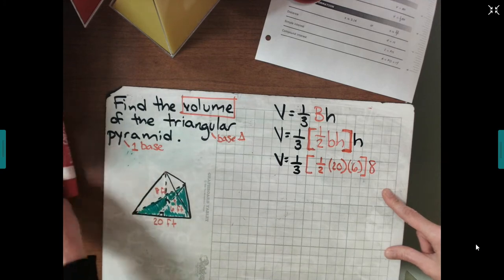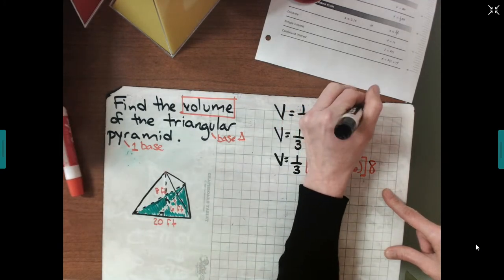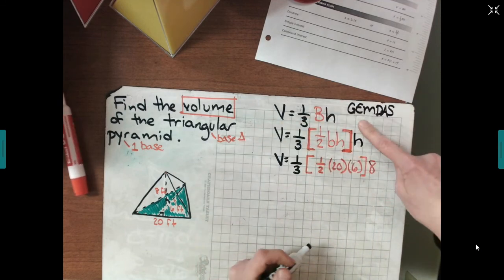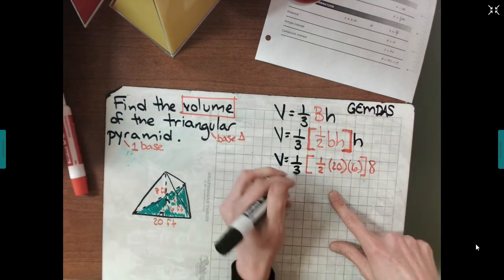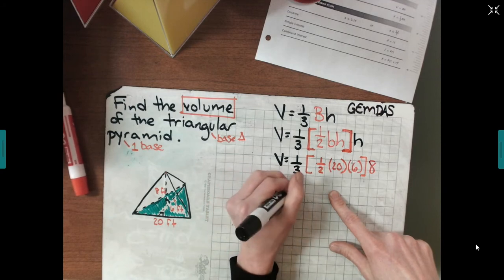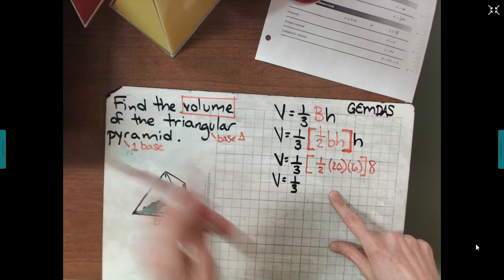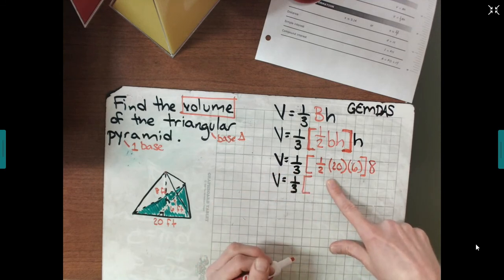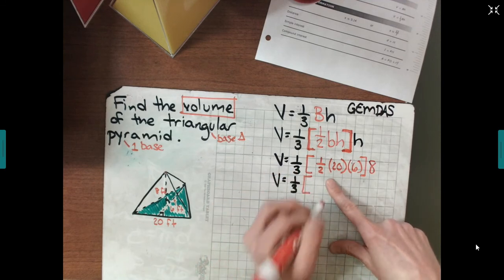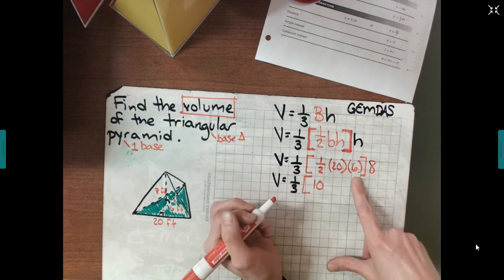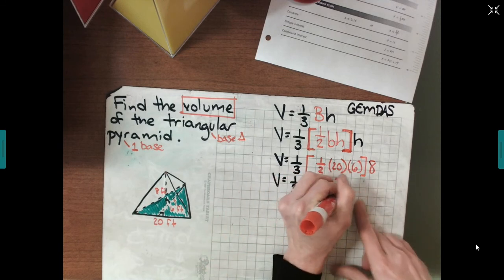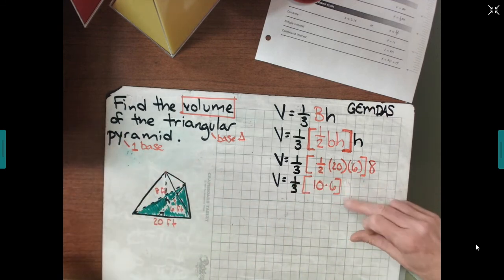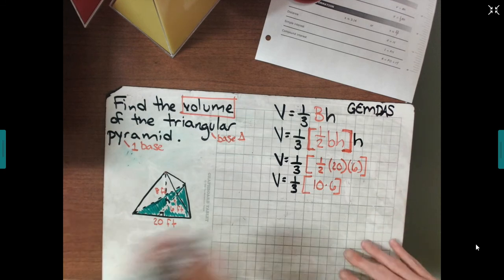I'm going to think about GEMDOS here. What do I do first? I do grouping first. So I'm going to do these brackets. Volume equals 1/3. 1/2 times 20 is the same thing as 1/2 of 20, right? Or 20 divided by 2, which is 10. And now I need to just multiply it by the 6. So I'm still working within that grouping. Oops. I should not be writing this 8 in red.